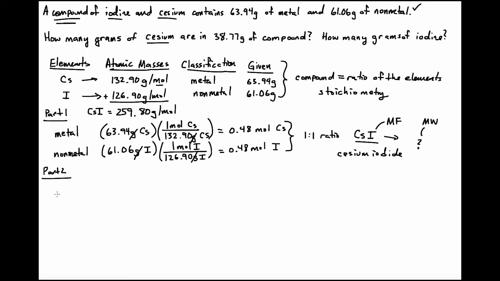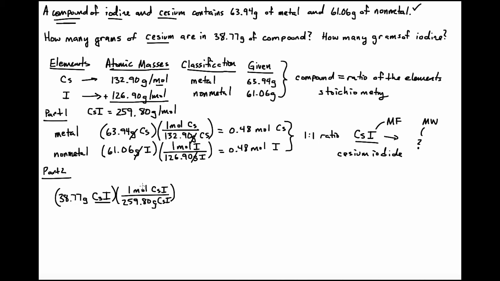So we're given 38.77 grams of cesium iodide. So again, we're going to use factor unit conversion. Notice we're dealing with the compound. So now we need the compound molecular weight in the denominator, 259.80 grams of cesium iodide per 1 mole of cesium iodide.